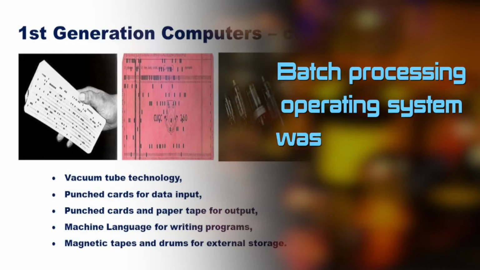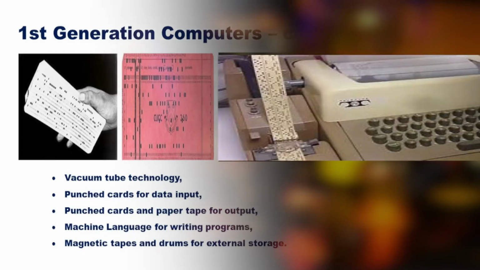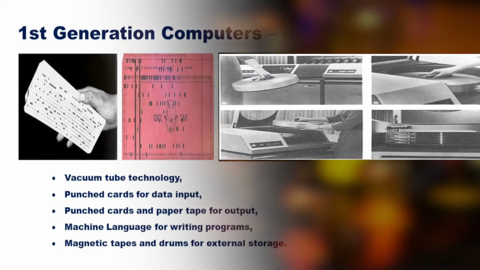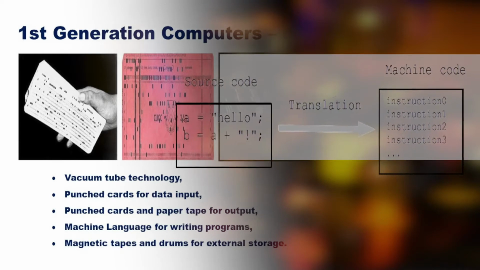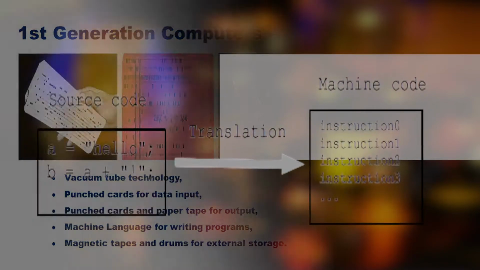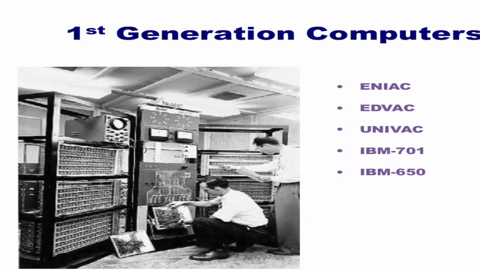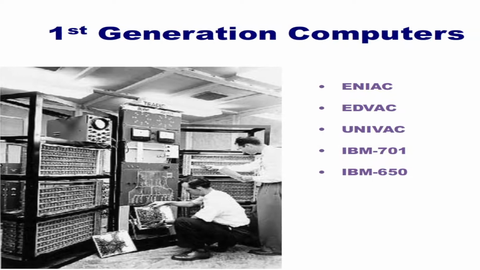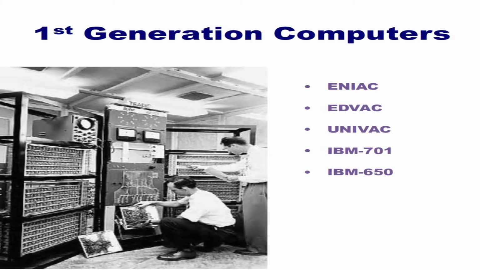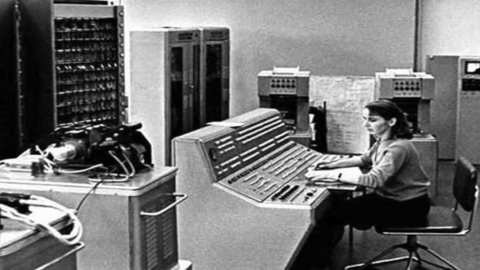In the first generation, mainly batch processing operating system was used. Punched cards, paper tape and magnetic tapes were used as input and output devices. The computers in the first generation used machine code as the programming language. They were very bulky and emitted a large amount of heat, which required air conditioning. They were large in size and cumbersome to handle.